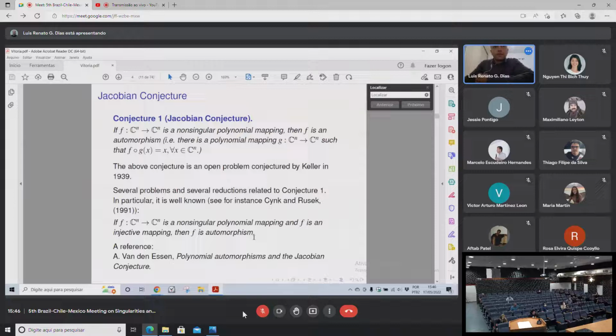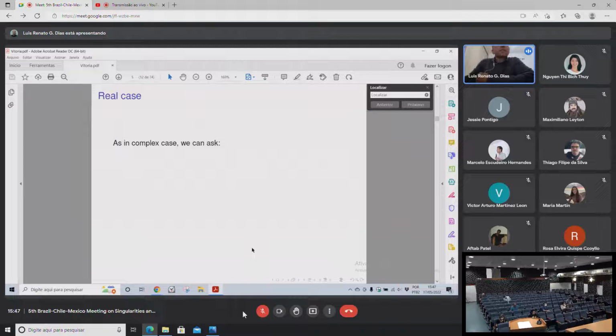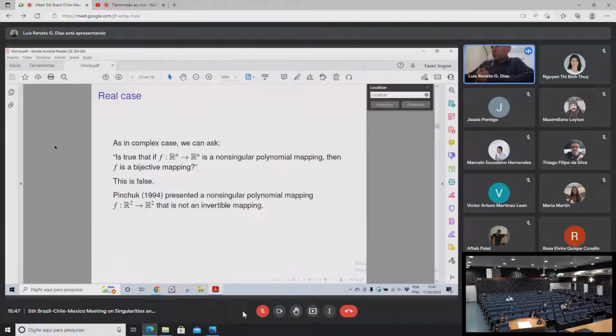So this is the first open problem related to our work. Just to give a reference about this problem, we have the book of Van den Essen, Polynomial Automorphisms and the Jacobian Conjecture. Another open problem related to our work is the Jelonek conjecture in the real case. Just as motivation, as in the complex case, we can ask if it's true that for a non-singular polynomial mapping, F is a bijective mapping. This question is false. You have, for instance, the example from Pinchuk, where Pinchuk presented a polynomial mapping from R2 to R2. F is non-singular, but F is not an invertible mapping.